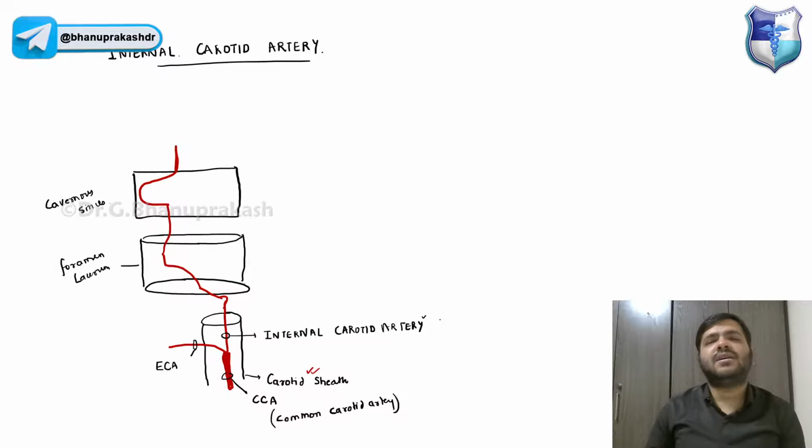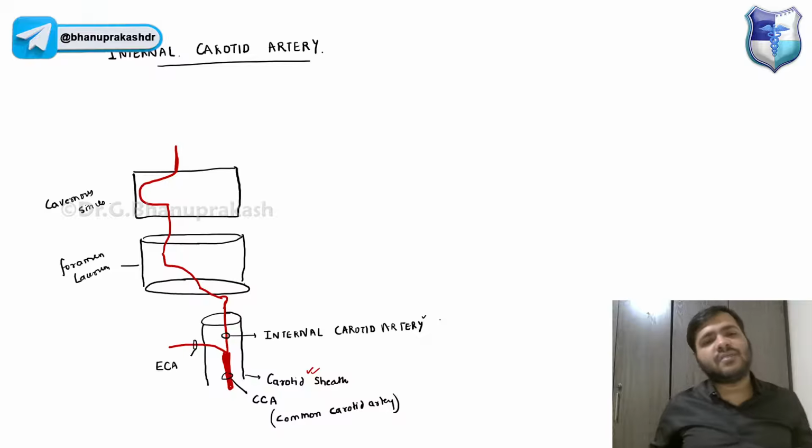The common carotid artery, the right and the left, you already know. The left common carotid artery comes directly from the aorta. The right common carotid artery will come from the brachiocephalic trunk, aorta, and then from the left ventricle.